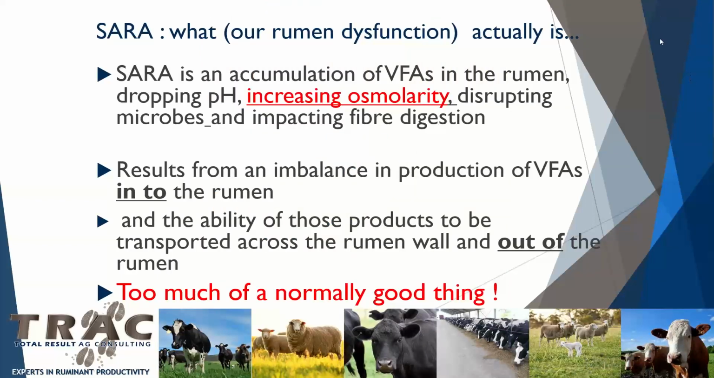So what is SARA? It's an accumulation of volatile fatty acids. Again, we'll get into what actual volatile fatty acids are. It's the dropping of the pH, which is disturbing the gut microbes, and it has a huge impact on fiber digestion. It's an imbalance between the production of the volatile fatty acids in the rumen and the ability of the animal to get these volatile fatty acids out of the rumen and into the bloodstream, where they can be used to create the animal's energy. So basically, it's too much of a good thing, and it isn't helping these animals.